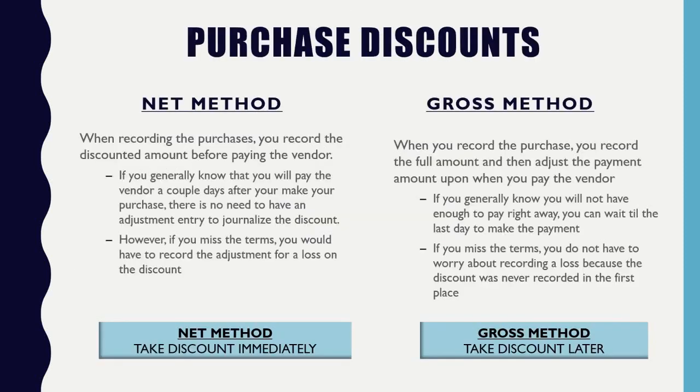And then with these purchase discounts, you do have a couple choices when it comes to recording. Now, if you think you are so good on paying your bills and you don't need an extra journal entry to tell you that you have made the discount and that you take it away, you're going to be using the net method. The net method means you're going to record the discount immediately.